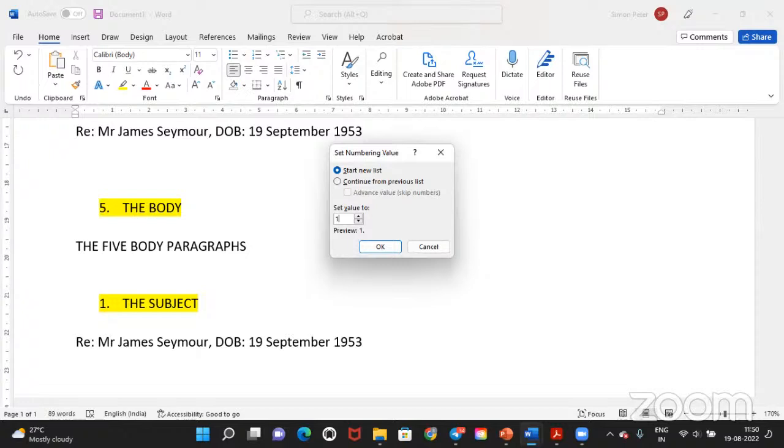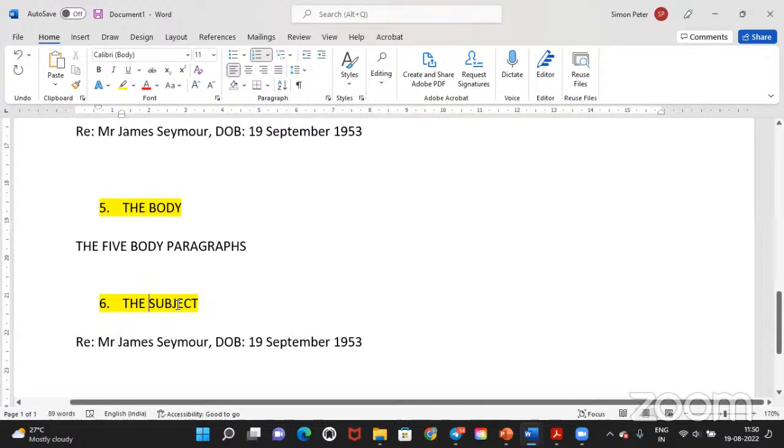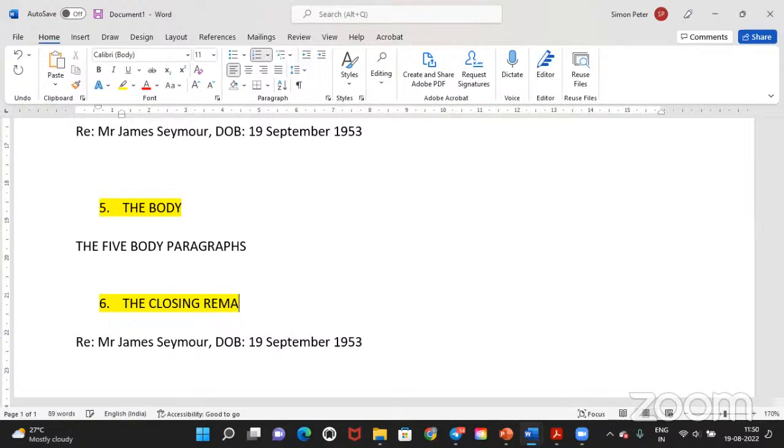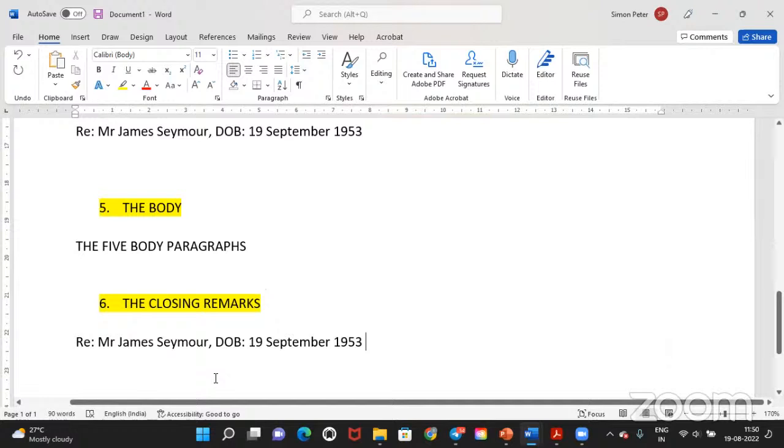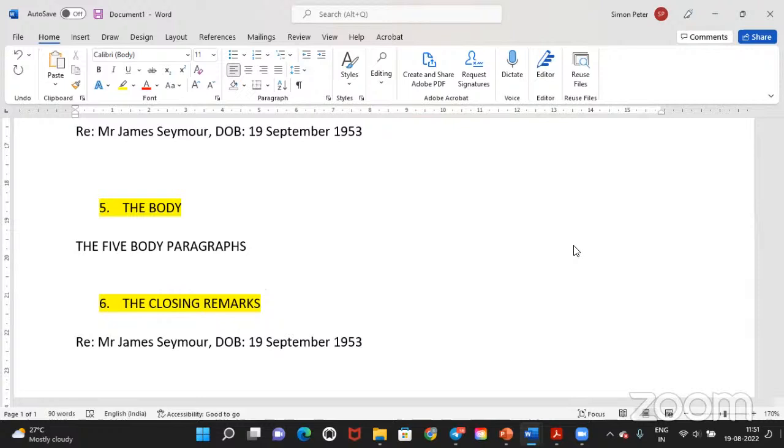Sixth one is the closing remarks, or the leave taking, the closing. Today I want to give a finishing touch for this writing. I don't want anybody to suffer. So I am doing everything. I am doing this task, not you. So don't miss these things. Okay. So the closing remarks.